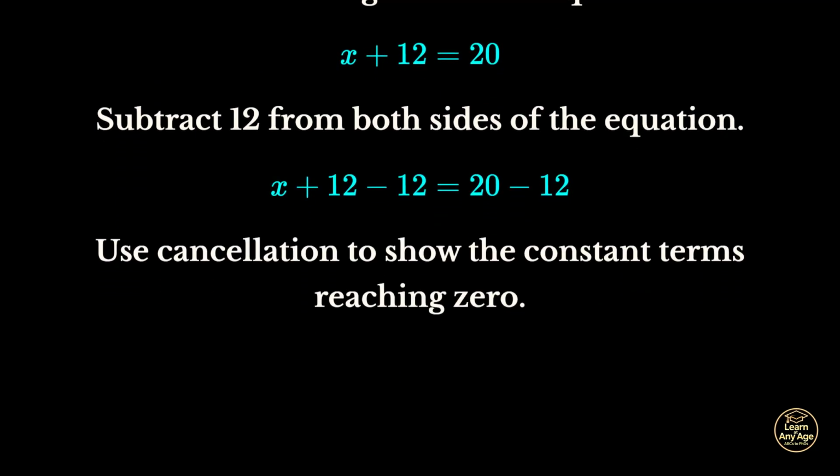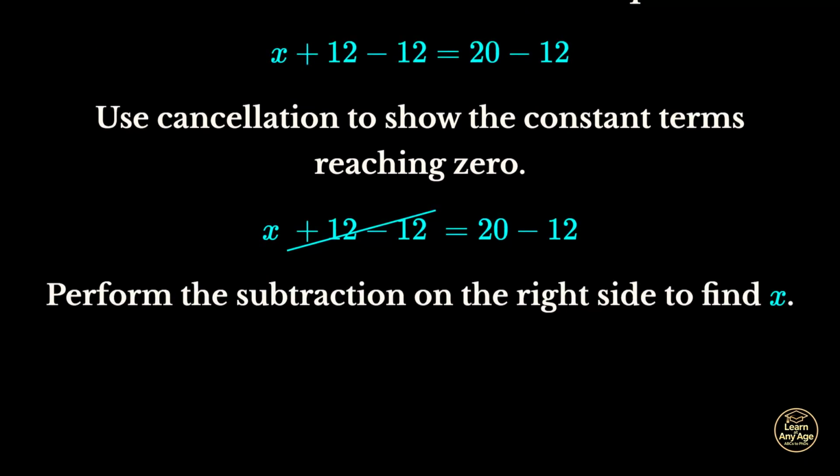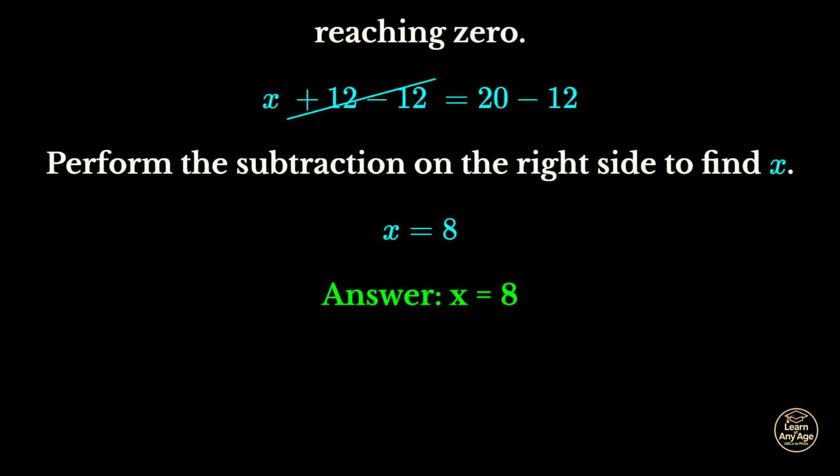Use cancellation to show the constant terms reaching 0. X plus 12 minus 12 cancelled out equals 20 minus 12. Perform the subtraction on the right side to find x. X equals 8. Answer: x equals 8.